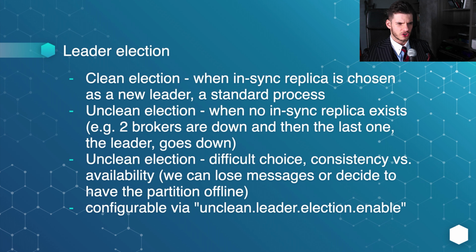It's a difficult choice because the consequence of allowing unclean leader election is potentially losing some messages, or pretty much guaranteed that you will lose some messages. On the other hand, the alternative is Kafka no longer being available at all. So you need to choose between consistency and availability, so it really depends on your application and whether you can afford to lose messages or not for the sake of availability. This setting can be configured via unclean leader election enable, so either true or false.